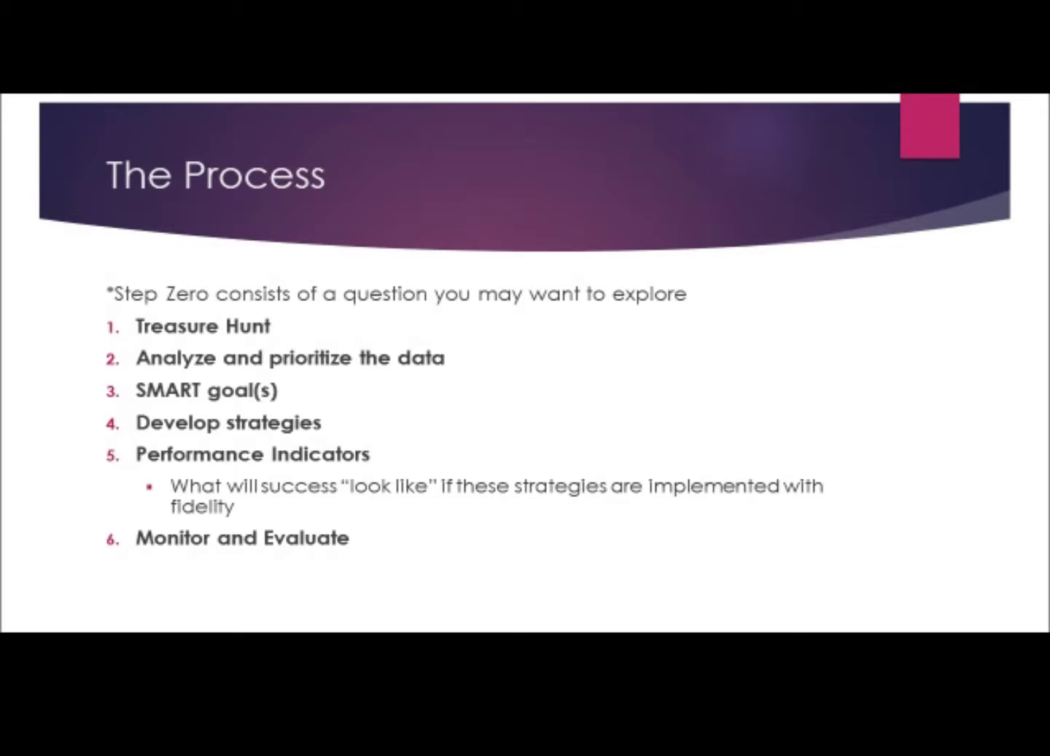So with that question in mind, we went into step 1, which is our treasure hunt. Your treasure hunt is thinking about and deciding what are the different data points or different data sets that we can use to help us answer the question we have about what academics look like at Hickman High School. After you have these data, you analyze and prioritize the data. What are the things that are most important?